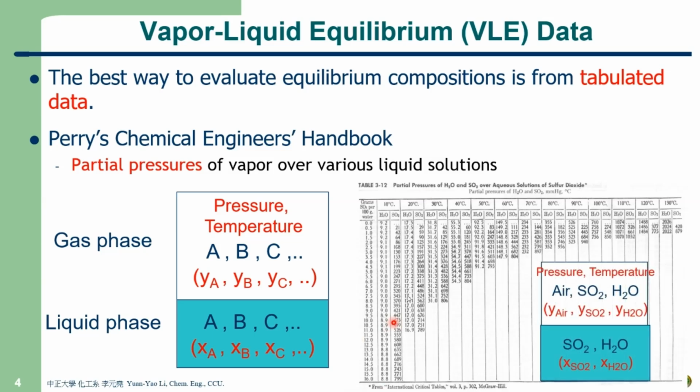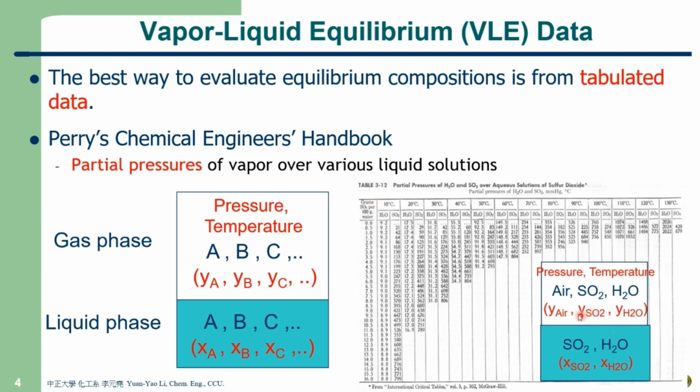This is one example. This system has air, sulfur dioxide, and water, and you have different pressure. In this system, you can have different pressure and temperature, so you will have different molar fractions in the gas phase, and you will also have different molar fractions in the liquid phase. This is the table showing you here.